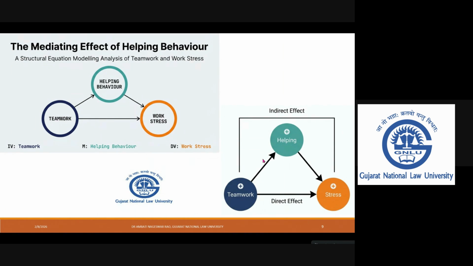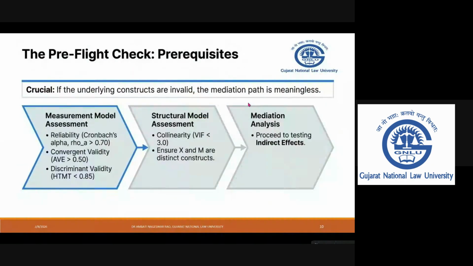Before looking at the relationship, before going for the mediation analysis, we need to conduct the measurement model assessment, then the structural model assessment, and finally the mediation analysis. In case the constructs are not valid, if they do not have good reliability and validity, we cannot come up with a good conclusion about what kind of relationship they have and how they contribute.